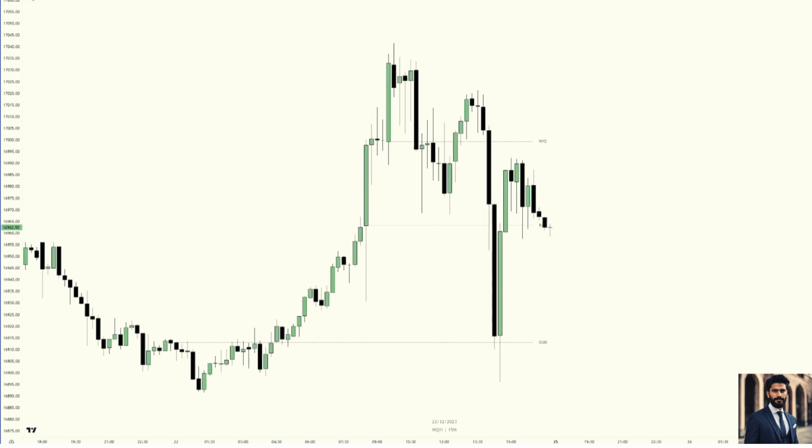I'll also be talking about the mean threshold of order blocks, what it looks like when price is respecting an order block versus invalidating an order block. And then finally, I'll be taking a look at stop losses for order blocks. So let's hop into it.